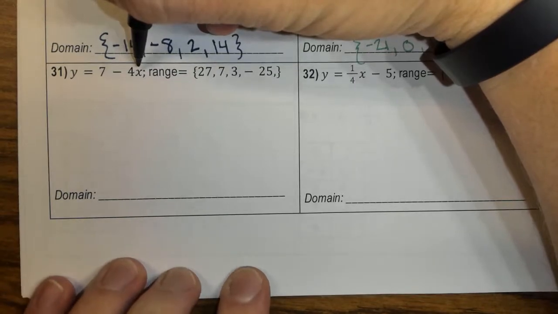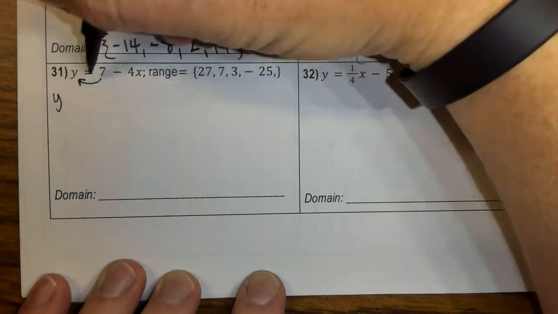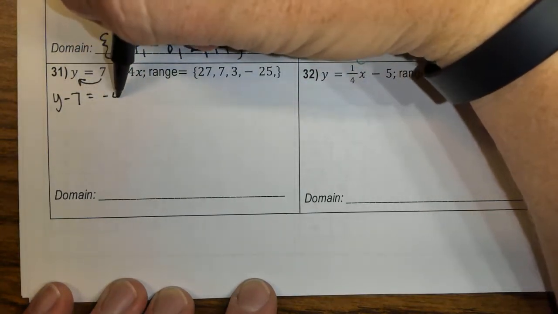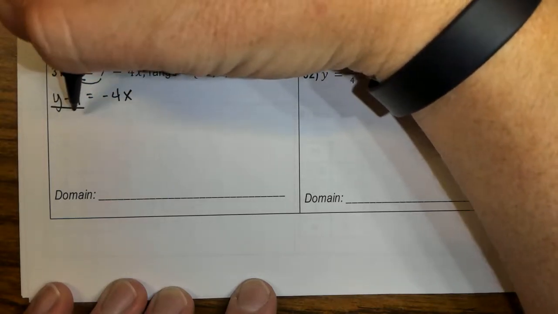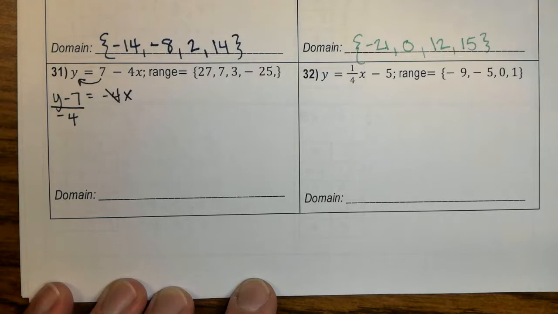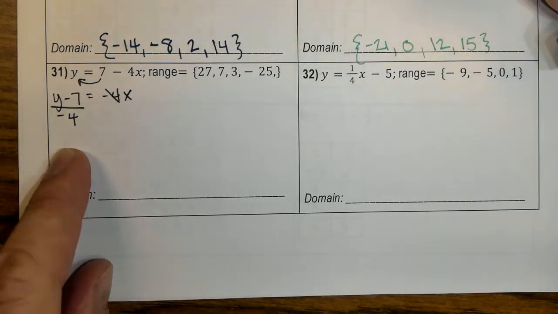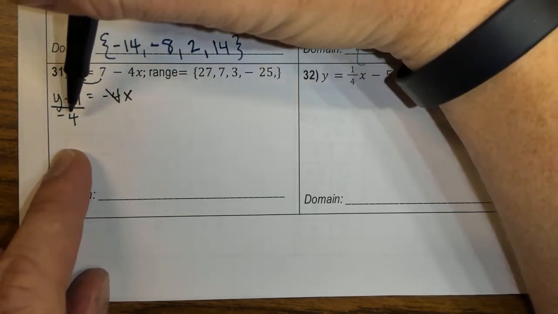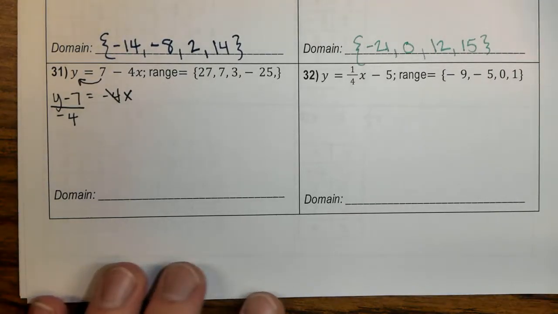Okay, I want to solve for x first, so I'm going to move the 7 over here. So I have y minus 7 equals negative 4x, and then to get x by itself, you divide. So I'm going to divide all this by negative 4. So here's my equation that I need to plug these y values into. And so I take each number, I subtract 7, divide by negative 4, and I have my domain, my x values.